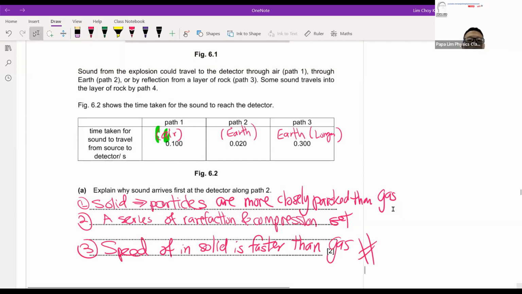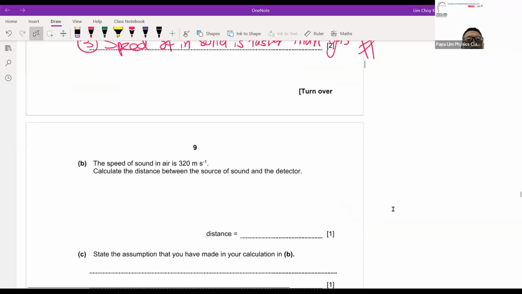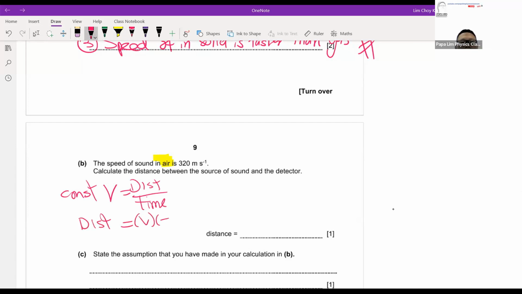Now with this in mind, we look at question part B, the speed of sound in air. Remember, it's in air. It involves the distance between the detector and the sound source. I would say this is the classic example of constant speed. Speed is distance divided by time, so distance will be speed times time. And remember the speed given is 320.